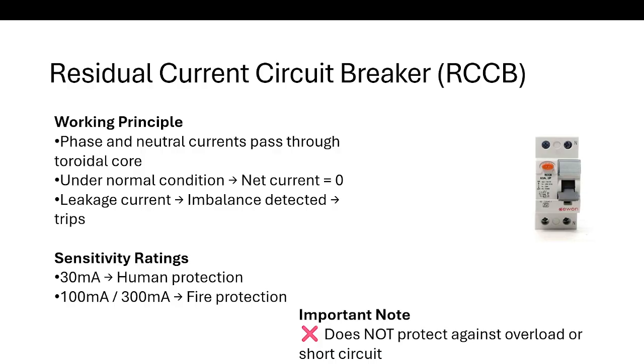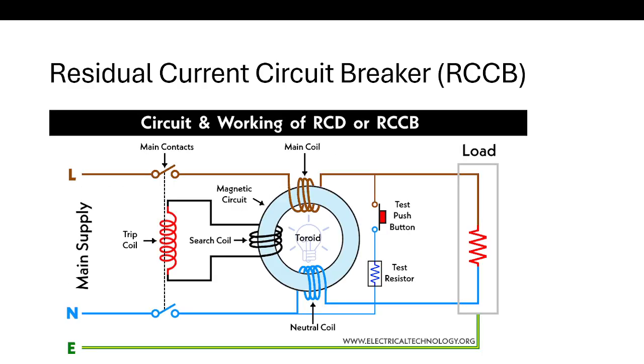So what is the working principle? Both live and neutral wire, phase and neutral wire, pass through a toroidal ring shaped core. You can see there, both phase and neutral pass through the toroidal ring shaped core. Upper is the line, and lower is the load. They act like the primary winding of a current transformer. When you see a current transformer, this looks like the primary winding. And what comes as the secondary winding of the current transformer?